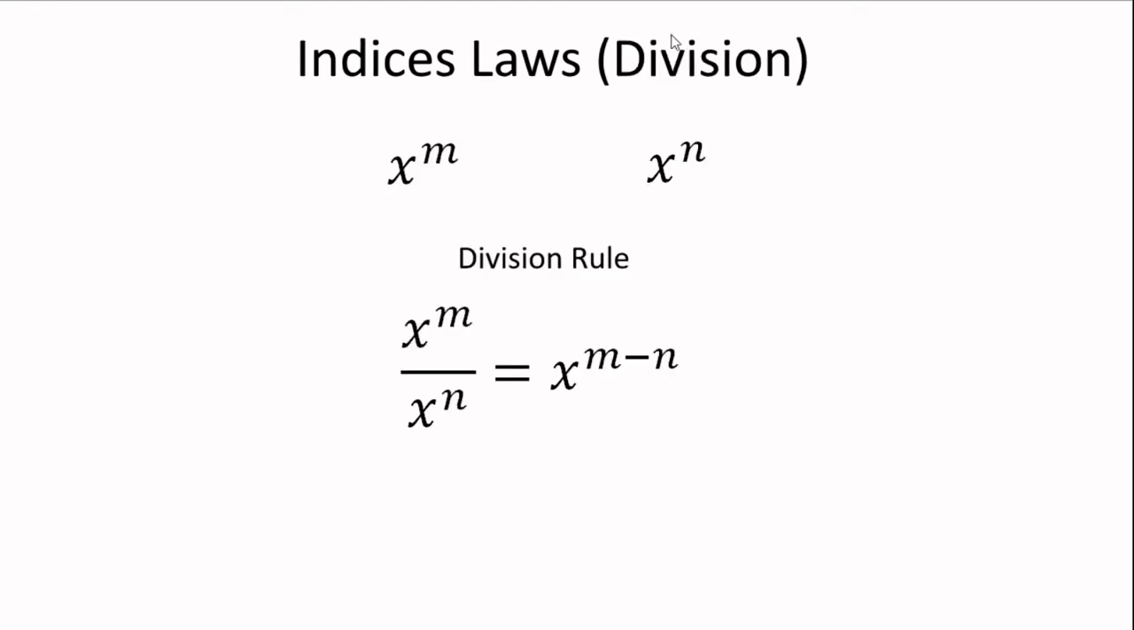So let's go on to the next one. What about division? Let's consider the same two variables again, x to the power of m and x to the power of n. If we want to divide them this time instead of multiplying, we have x to the power of m divided by x to the power of n, and that is equal to x to the power of m minus n.